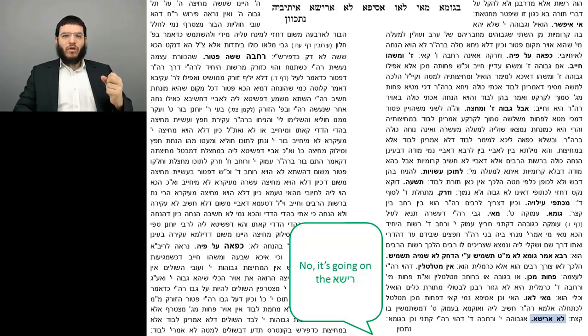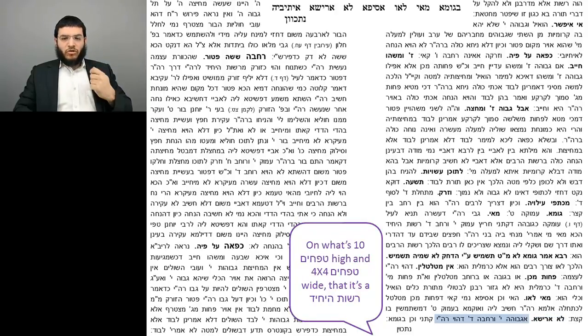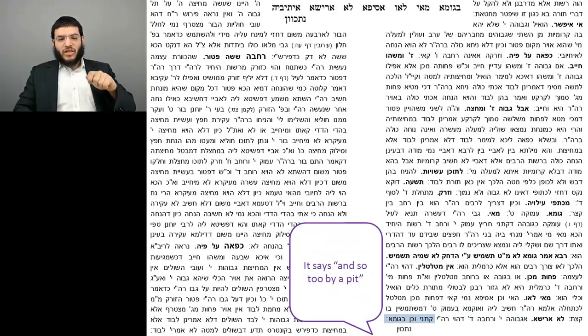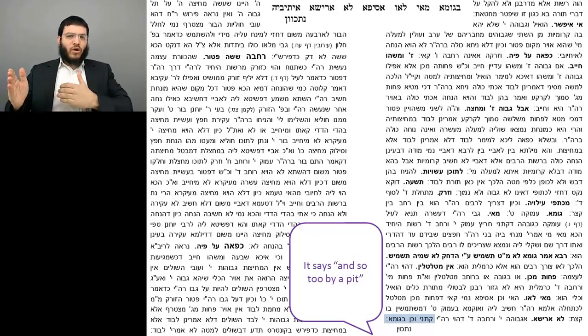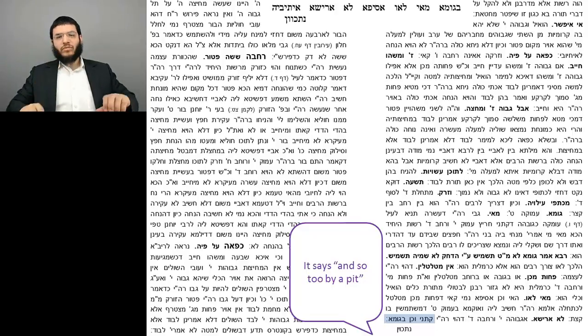When we said v'chein beguma, we're saying what we said in the ratio about the box also applies to a guma, a pit. What did we say in the ratio, says Rashi? Agvoya yud rechava dalid, on what's 10 tefachim high and 4 by 4 tefachim wide, the hava rishus hayachid, that it's a rishus hayachid, katani, it says v'chein beguma, and so too by a pit. Just like a box that's 10 tefachim high and 4 tefachim by 4 tefachim wide is a rishus hayachid, and therefore a person cannot carry from it to the rishus harabim, and from the rishus harabim to it, so too a pit that's 10 tefachim deep and 4 tefachim by 4 tefachim wide is also rishus hayachid, and a person can't carry between it and the rishus harabim.